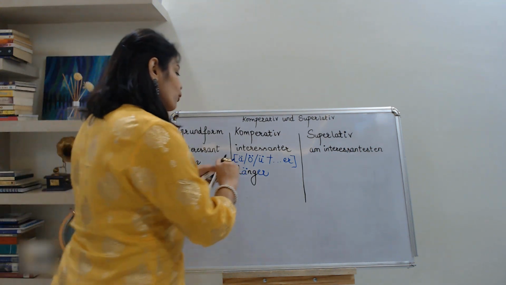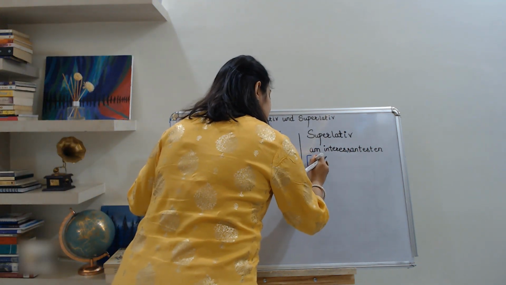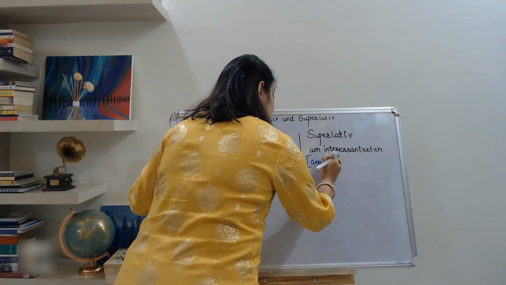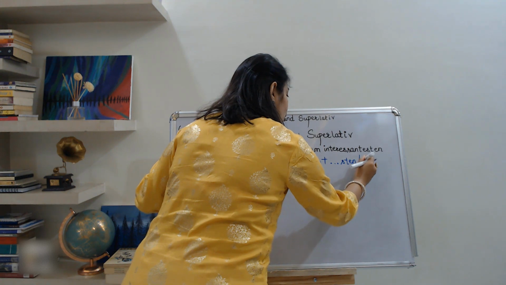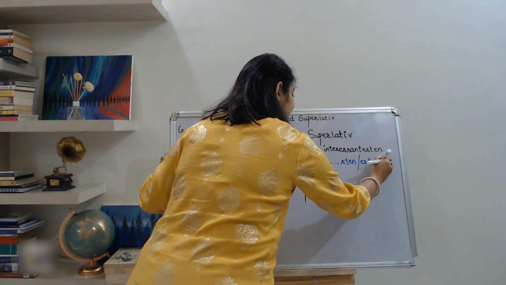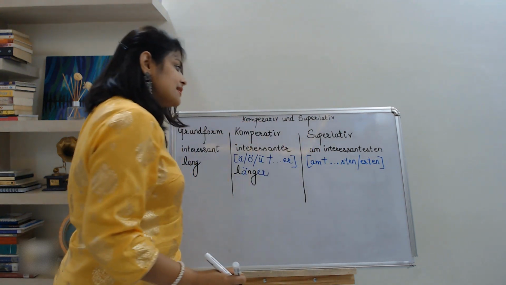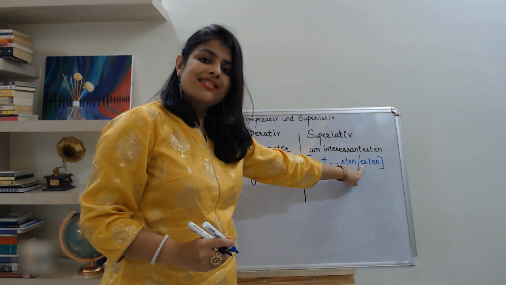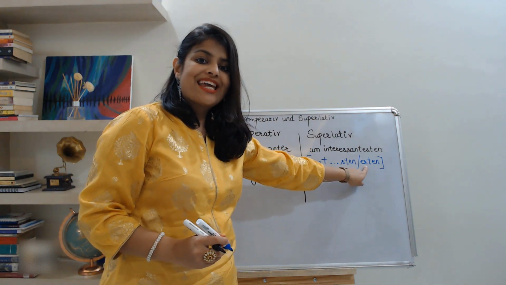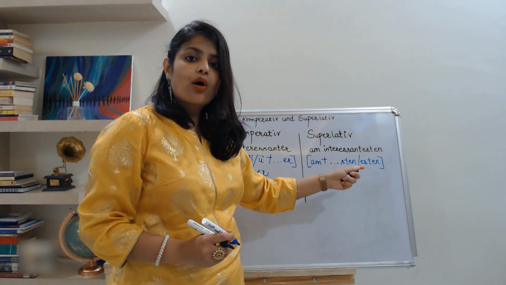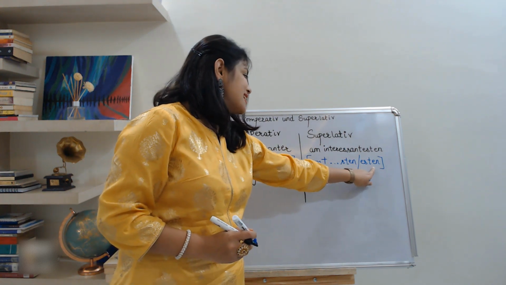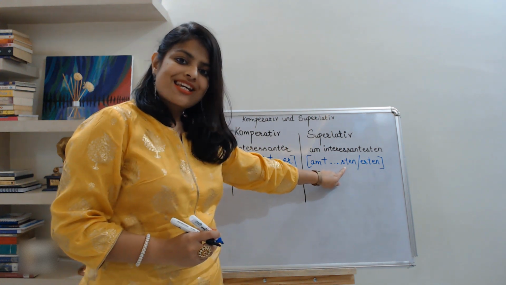Okay? Und dann im Superlativ, das ist dann hier am plus S-T-E-N oder E-S-T-E-N. So, wenn das Adjektiv auf T oder D endet, dann schreiben wir E-S-T-E-N. Means if the adjective is ending with T or D, then we write E-S-T-E-N or else we just write S-T-E-N.